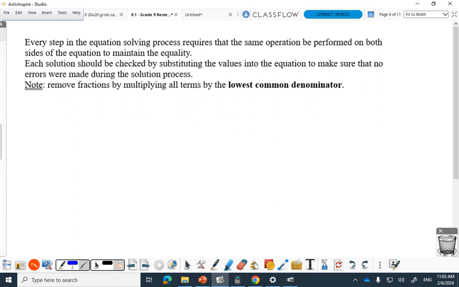Each solution should be checked by substituting the values into the equation. Why wouldn't you check it? You should check to see if your answer is right, and I'll show you how to do that. And note, remove fractions by multiplying.